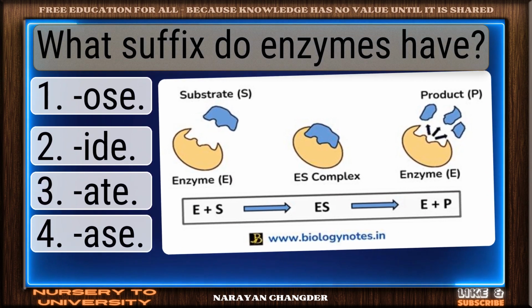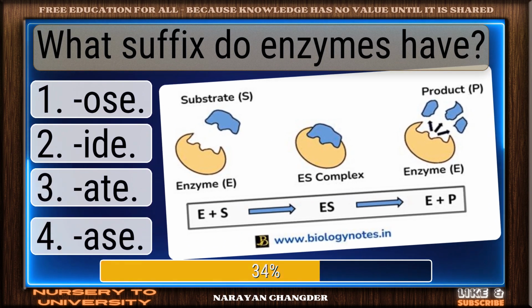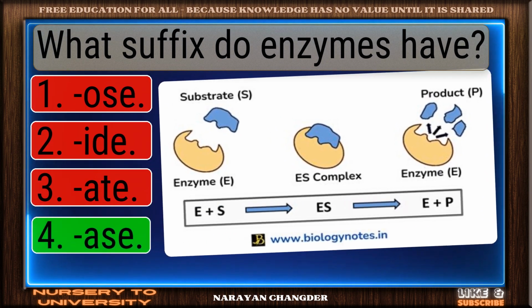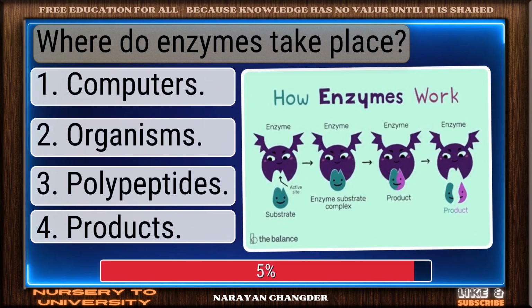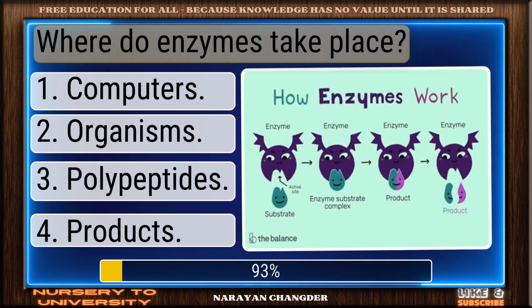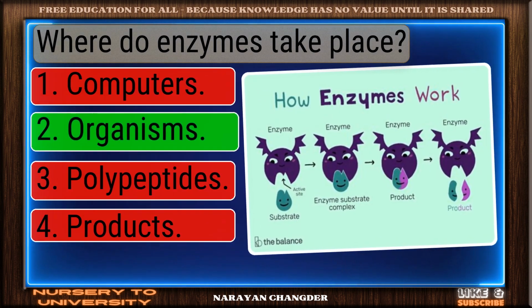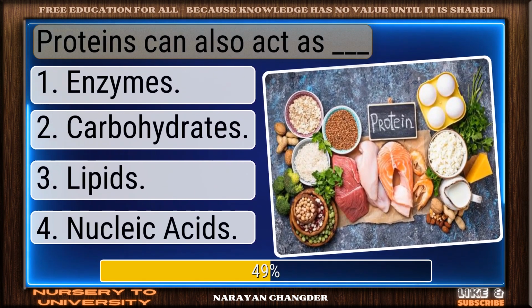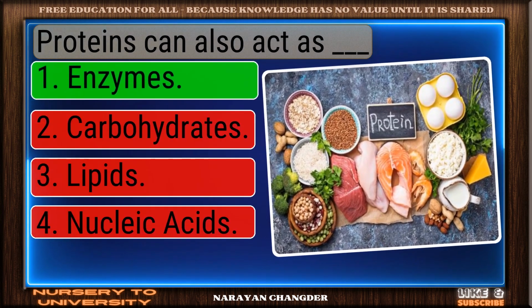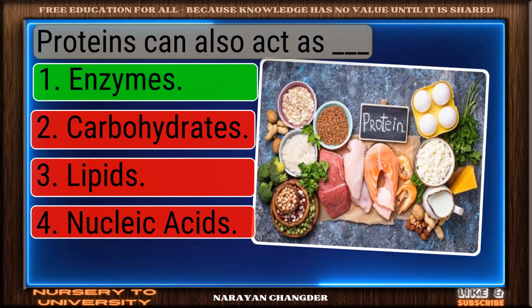What suffix do enzymes have? Smart pick. Ace is correct. Where do enzymes take place? Exactly. Organisms make sense. Proteins can also act as dash. Correct. Enzymes is spot on.